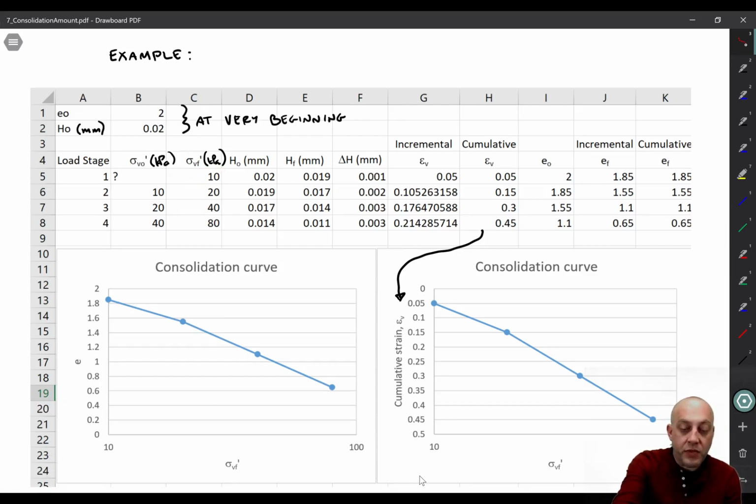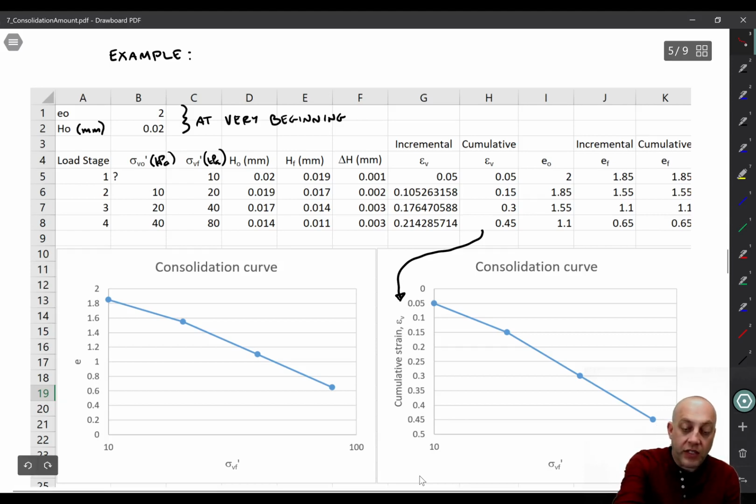Then what we can do with these effective stresses is simply move this cell down there, so that for stage 2, the initial effective stress is equal to the final effective stress for stage 1, and usually we double the stress with each load stage. So here we go from 10 to 20, the 20 goes down there, here we go from 20 to 40, and the 40 goes down there, and load stage 4 goes from 40 to 80 kPa.